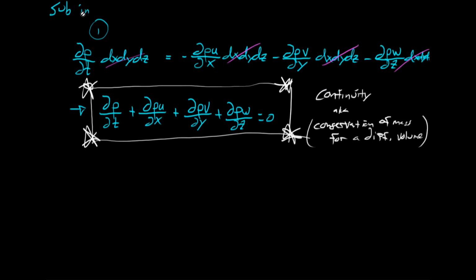Okay, so the left-hand side, remember, was d rho dt with this stuff, and then the right-hand side was the flow rate in each direction. And what's neat is they all have the same differential dimensions multiplied on them, and so they cancel out, and we're left with a fairly elegant equation here, which is the derivative of density with respect to time plus d rho u dx, d rho v dy, d rho w dz. This is called the continuity equation, which is just a fancy word for conservation of mass for a differential volume.